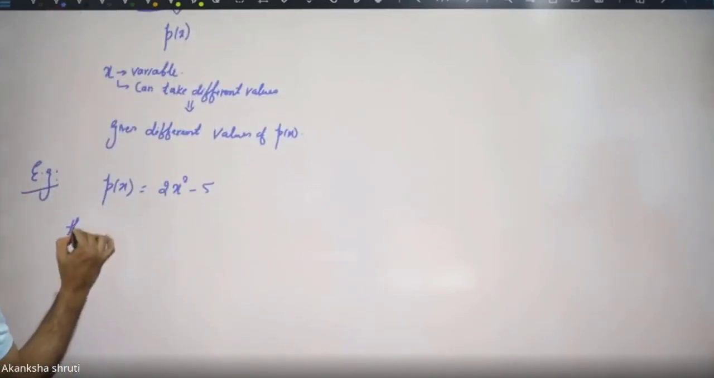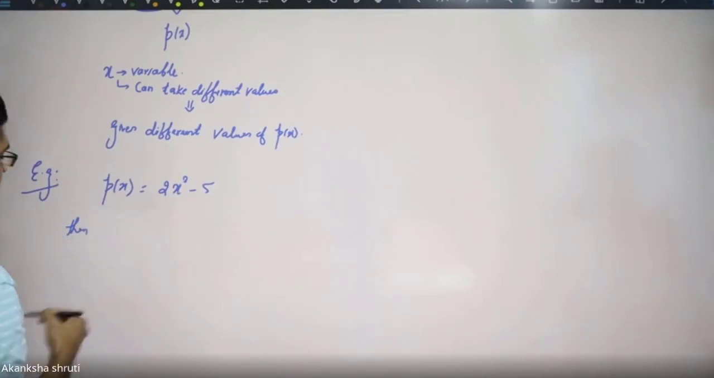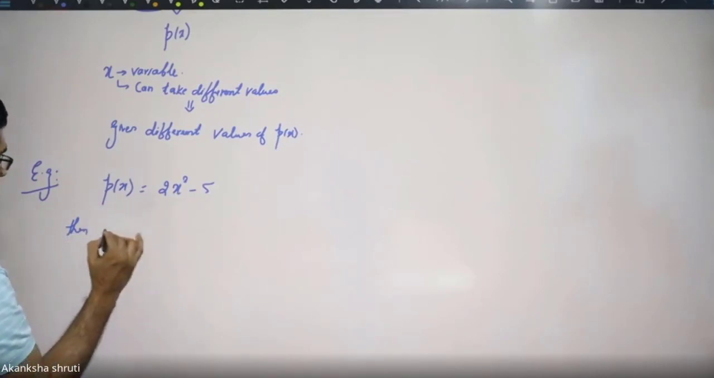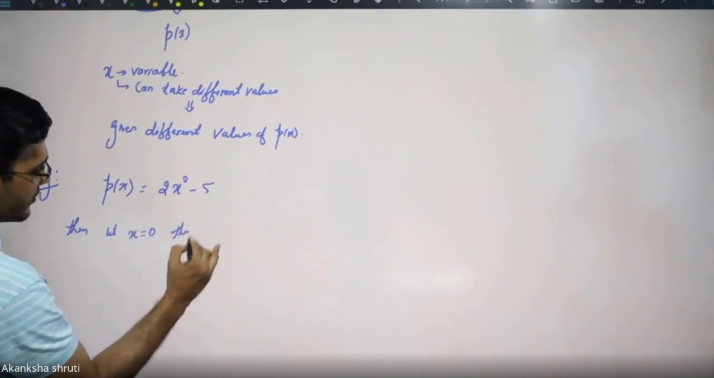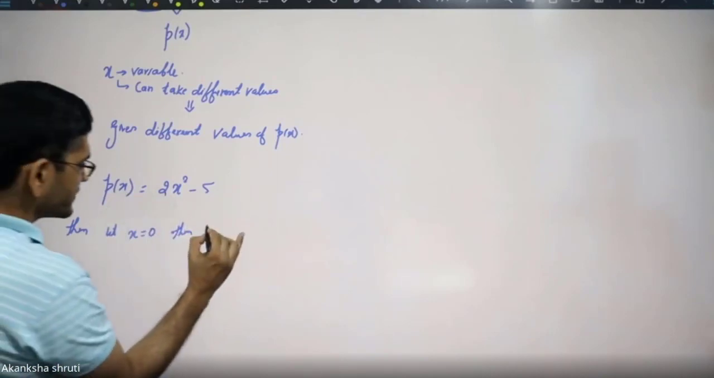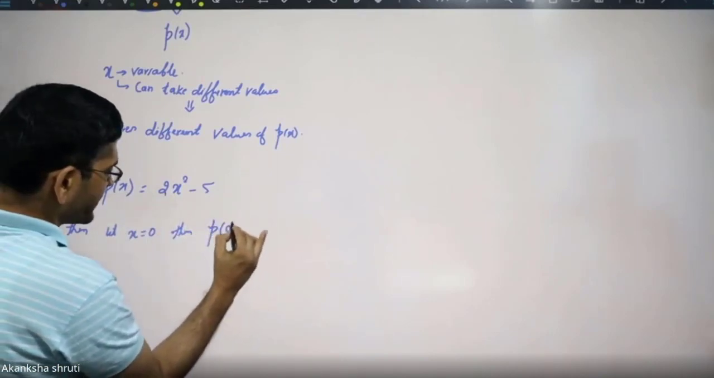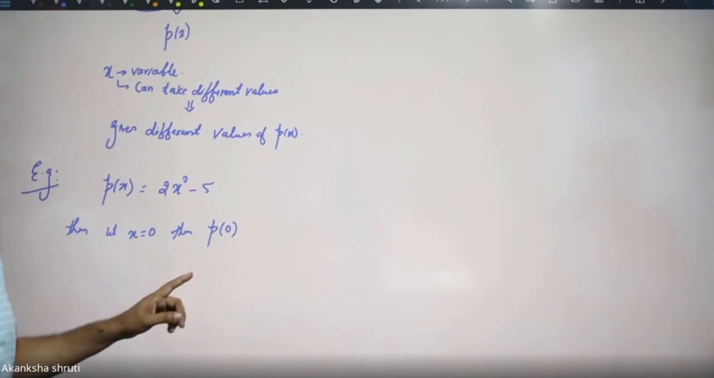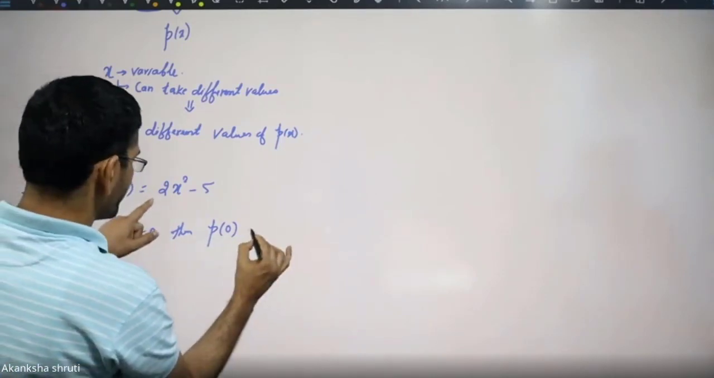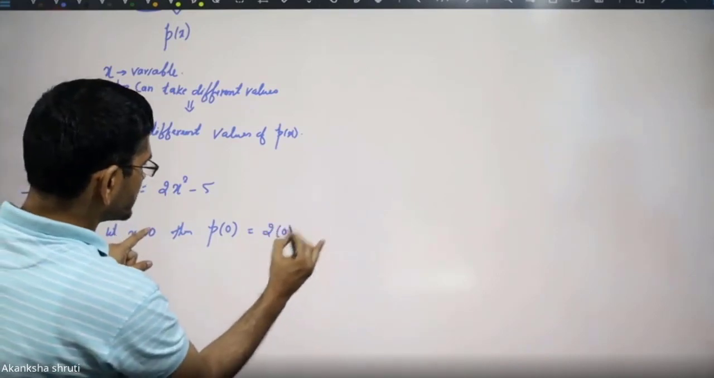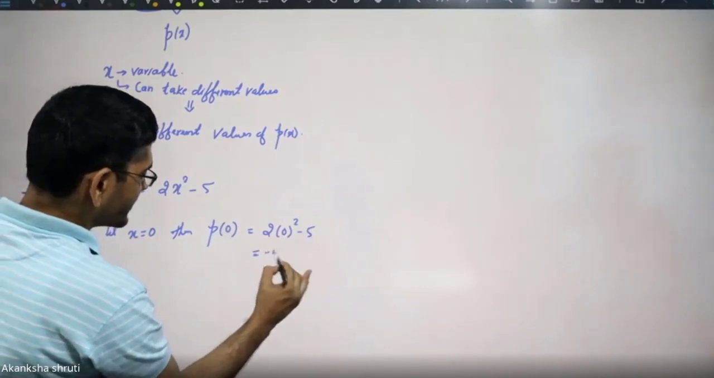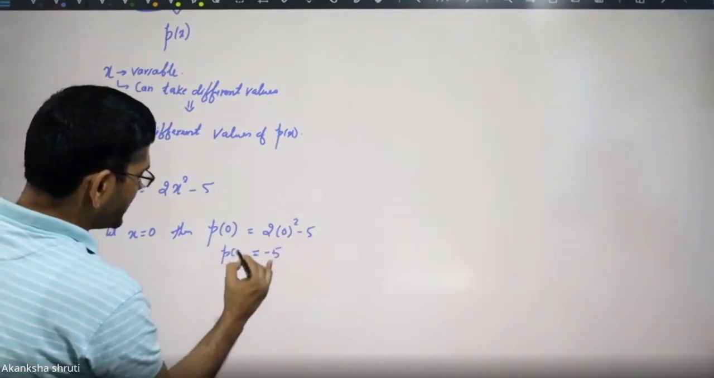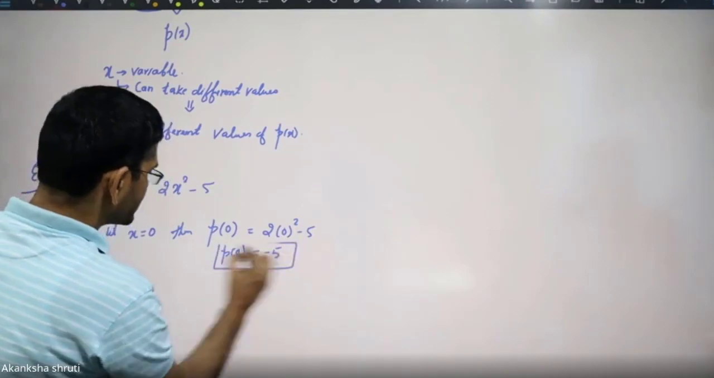Then this x can take any value. Let x equals 0. Then what is this p(x)? The value of p(x) is denoted by p(0). Putting x equals to 0, substitute 0 in place of x. 2 into 0 square minus 5. It becomes 0 minus 5. It is minus 5. So p(0) is minus 5.